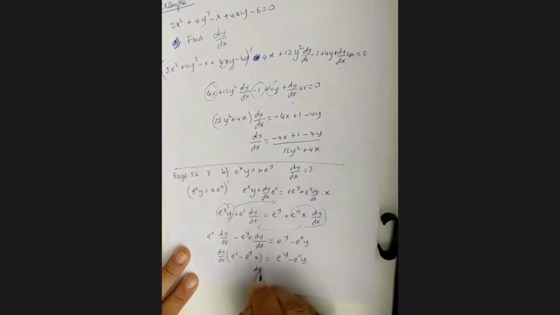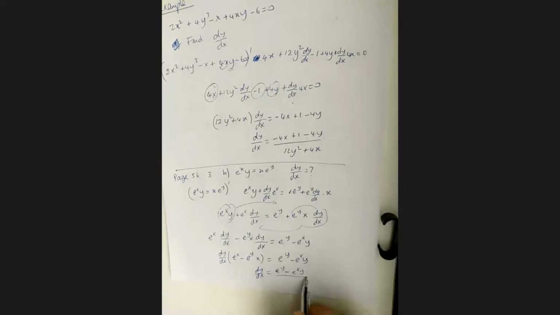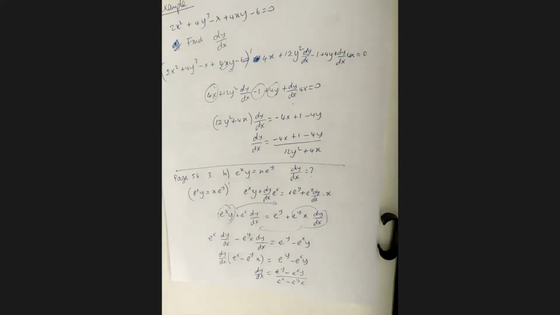So dy over dx will be equal to e to the power of y minus e to the power of x times y over e to the power of x minus e to the power of y x. This is the answer for that one.